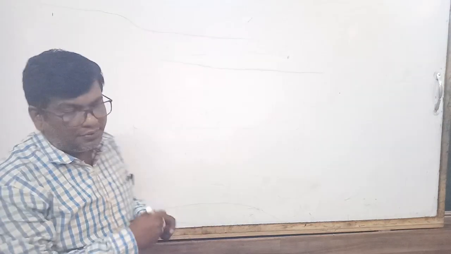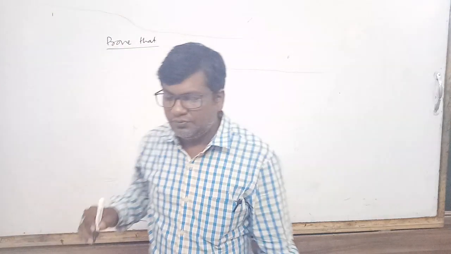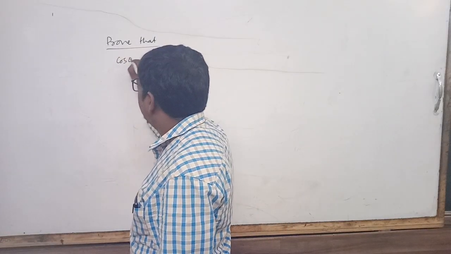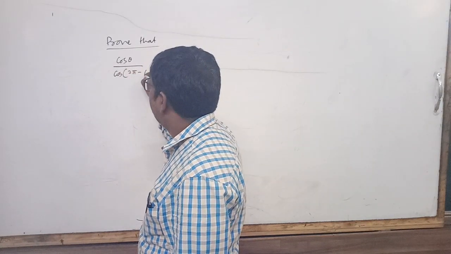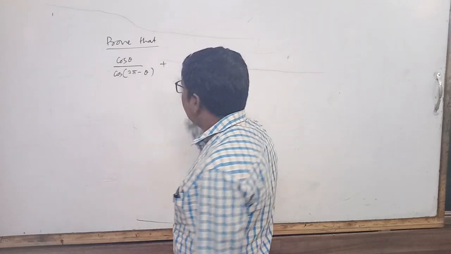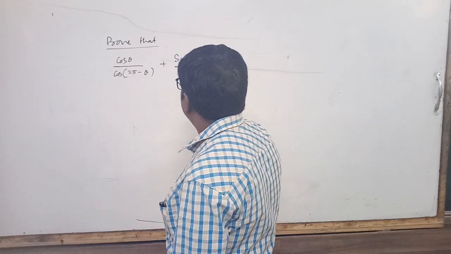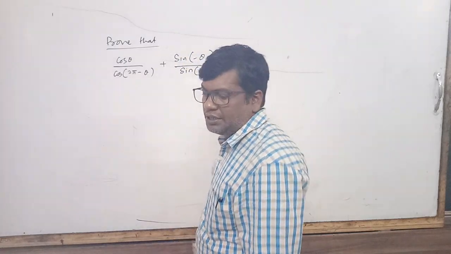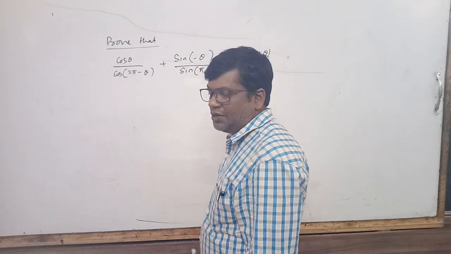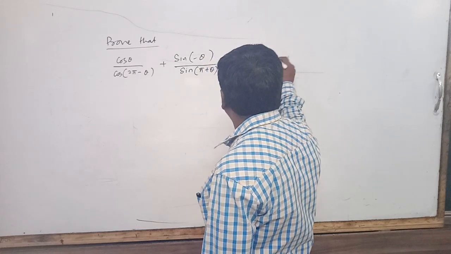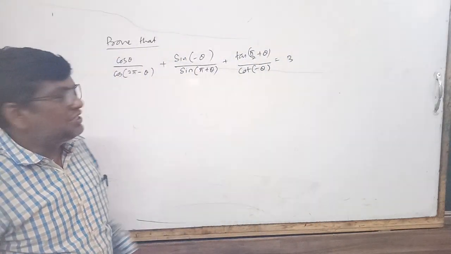Prove that cos theta divided by cos 2 pi minus theta, plus sin of minus theta divided by sin pi plus theta, plus tan pi by 2 plus theta divided by cot of minus theta is equal to 3. The solution of the question is very easy.